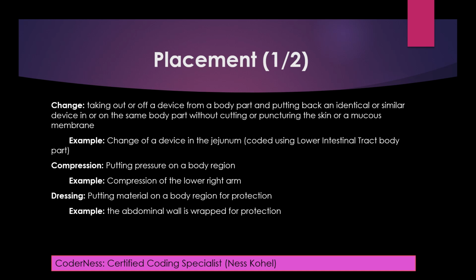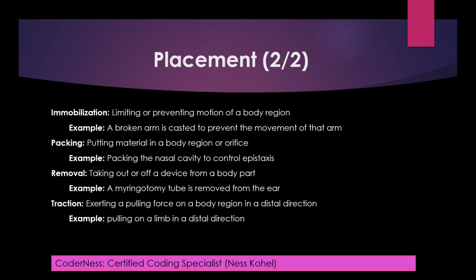Dressing is putting material on a body region for protection. Example is the abdominal wall is wrapped for protection. Immobilization is limiting or preventing motion of a body region. An example is a broken arm is casted to prevent the movement of that arm. Packing is putting material in a body region or orifice. Example is packing the nasal cavity to control epistaxis.